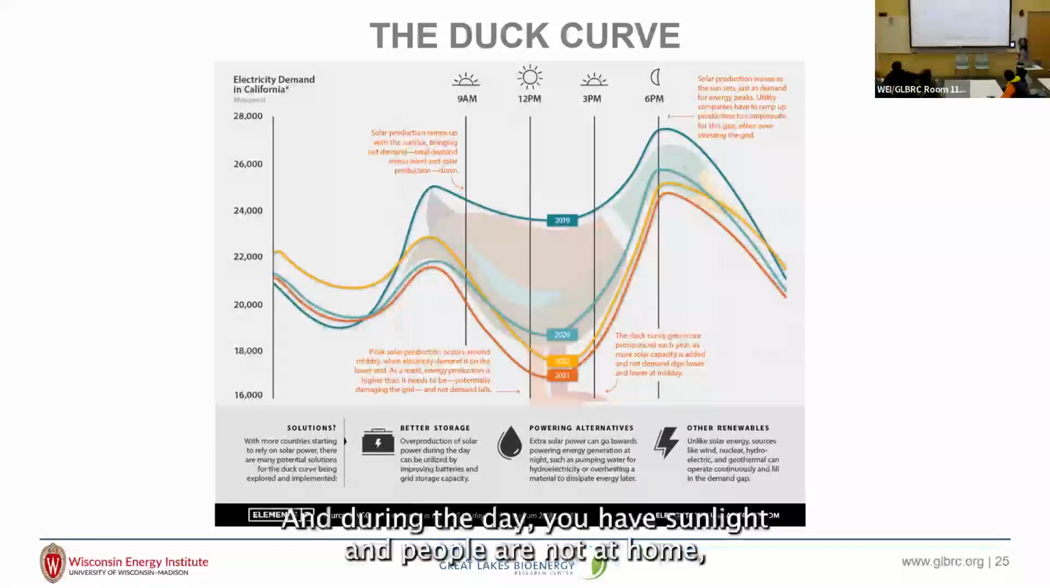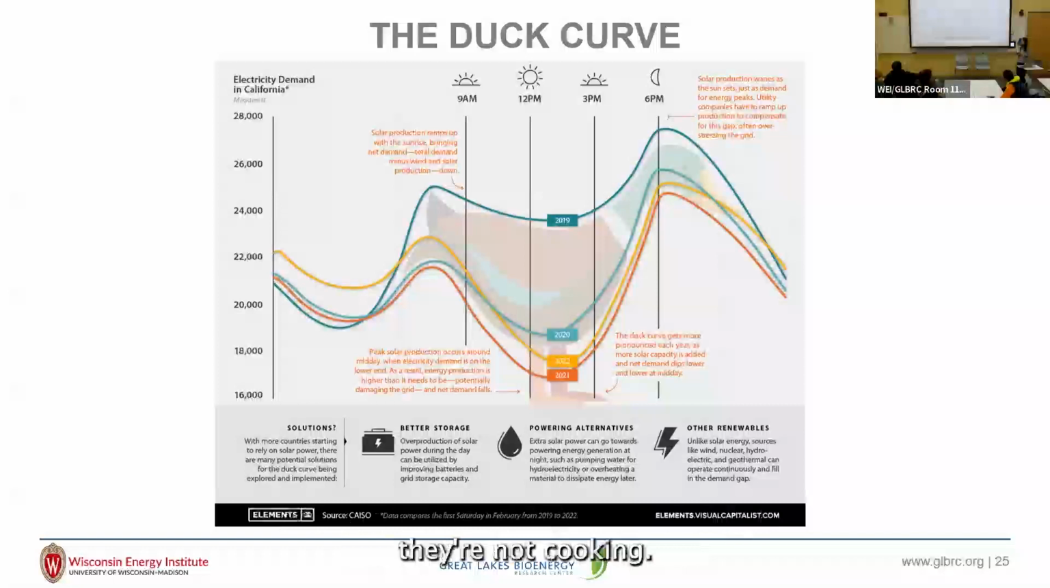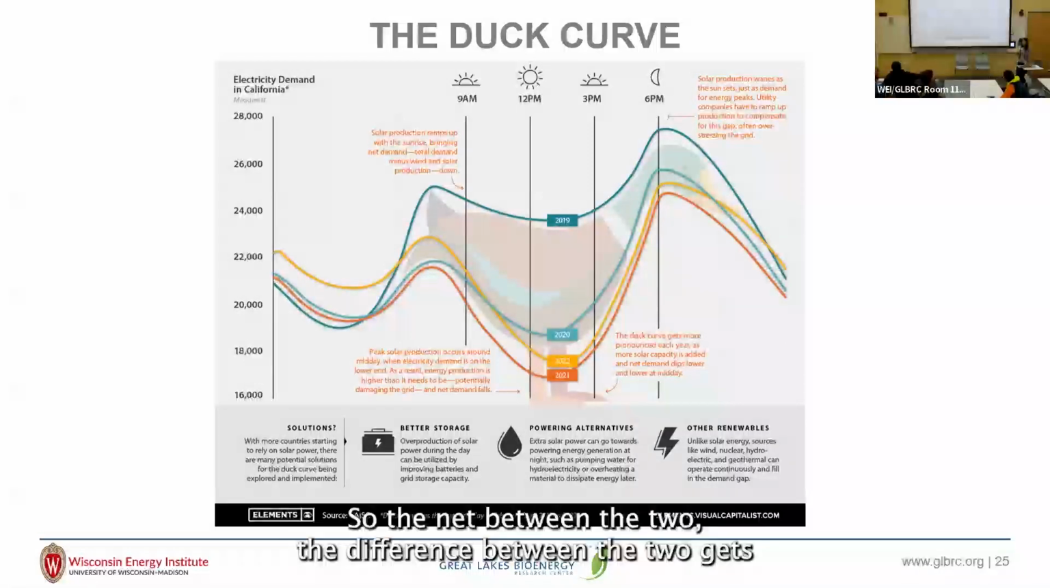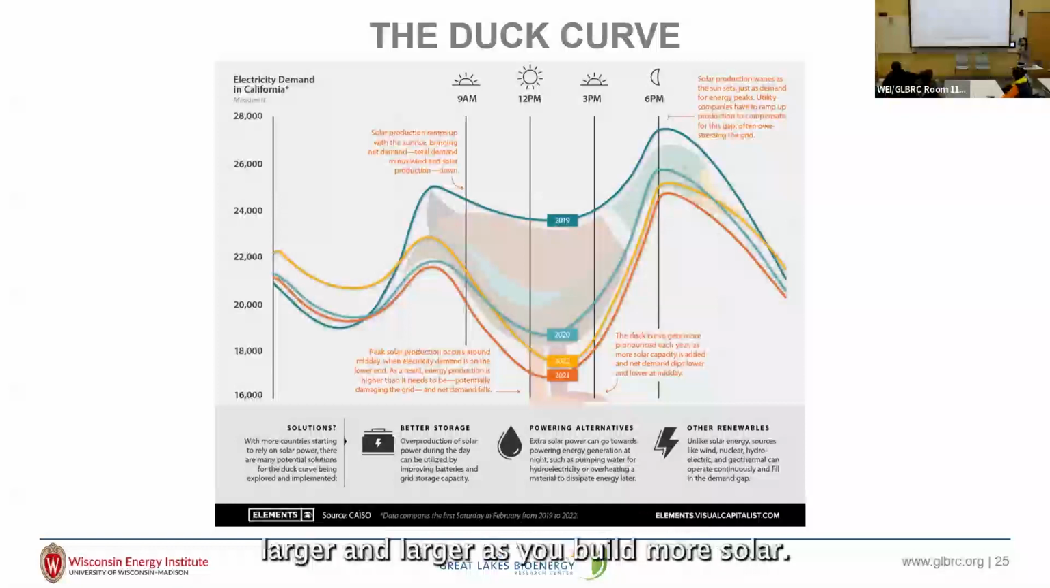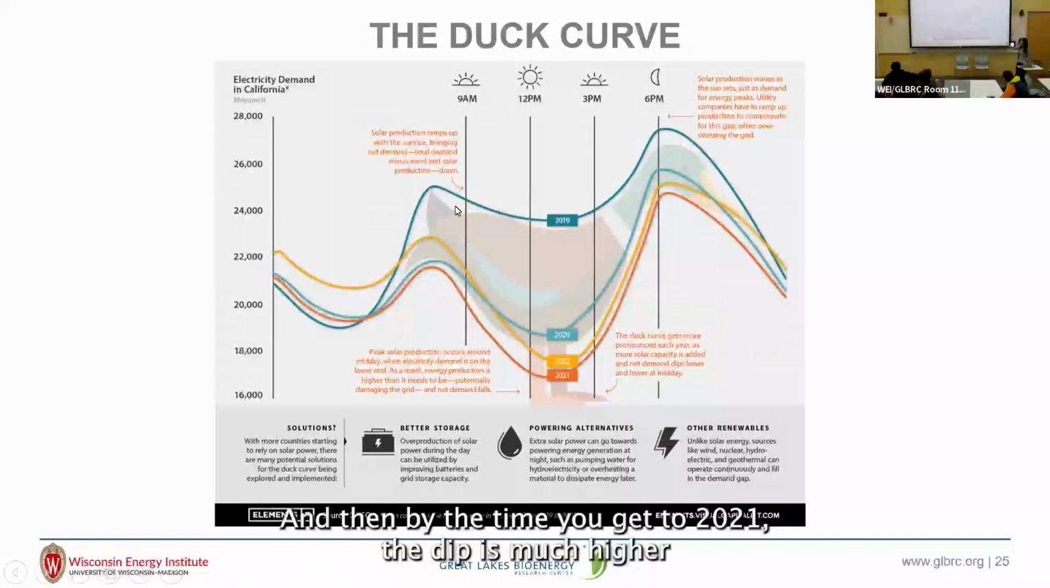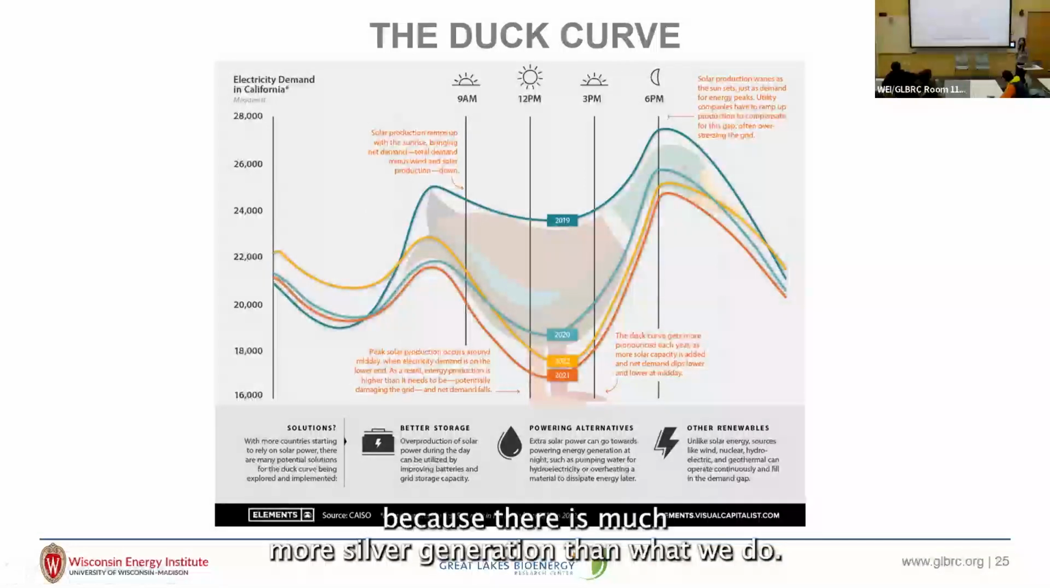During the day, you have sunlight and people are not at home, they're not cooking, so your energy demand is much lower. But that's when the sun is out the most, so you're generating the most energy through solar power, but you're not using a lot of energy. The net difference between the two gets larger and larger as you build more solar. You can see in 2019, the dip is not as big. And by the time you get to 2021, the dip is much deeper because there's much more solar generation.